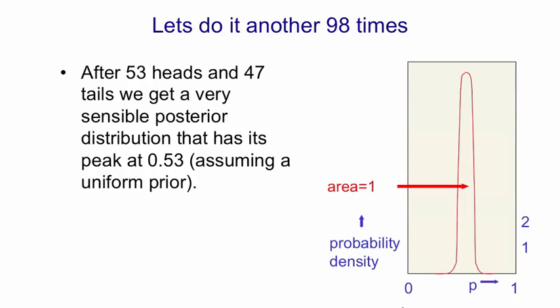It'll have its mean at 0.53 because we started with a uniform prior, and it'll be fairly sharply peaked about 0.53, but it'll allow other values like 0.49 is a perfectly reasonable value under this curve. Not quite as likely as 0.53, but very reasonable, whereas a value like 0.25 is extremely unlikely under this curve.